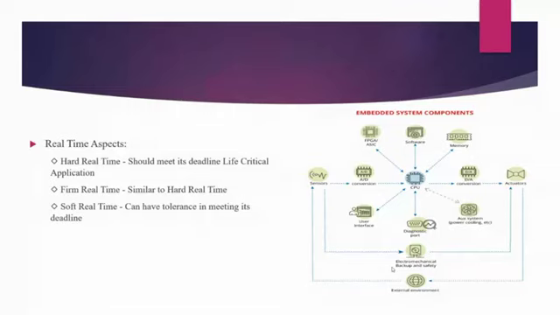Next, firm real-time is similar to hard real-time. Soft real-time can have tolerance in meeting its deadline. These are the components present in the embedded system: CPU, software, memory, A to D conversion, D to A conversion, actuators, etc.